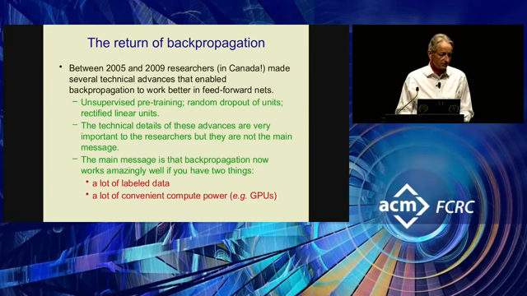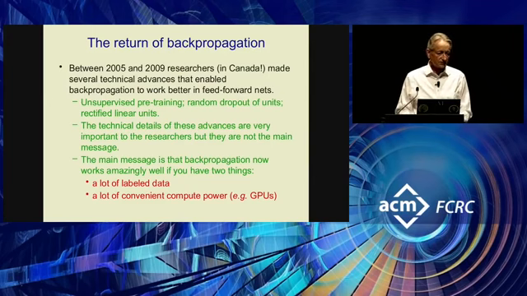So between 2005 and 2009, researchers, some of them in Canada, we make Jan an honorary Canadian because he's French, made several technical advances that allowed backpropagation to work better in feed-forward nets. They involved using unsupervised pre-training to initialize the weights before you turn on backpropagation. Things like dropping out units at random to make the whole thing much more robust, and introducing rectified linear units, which turned out to be easier to train.